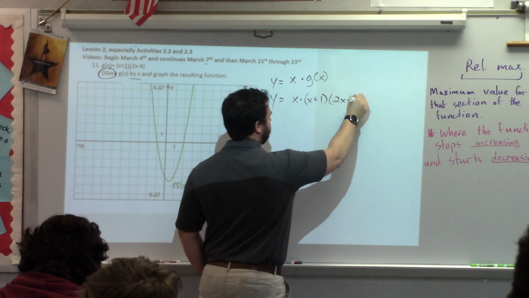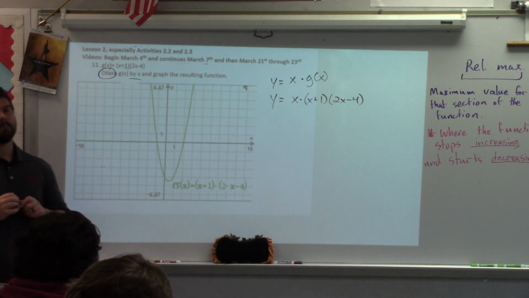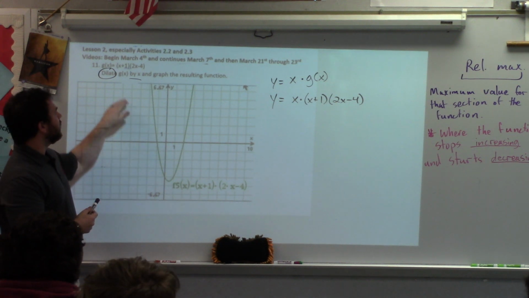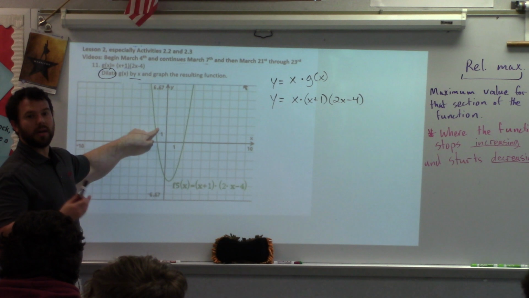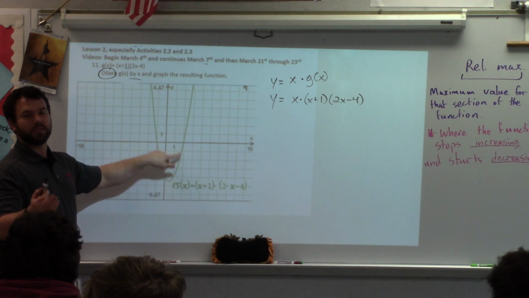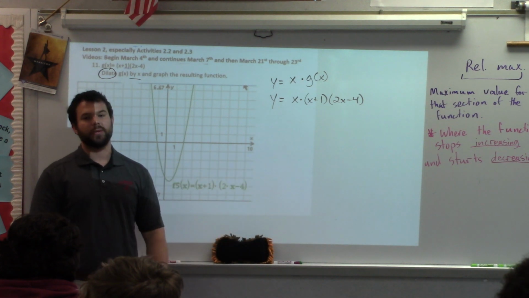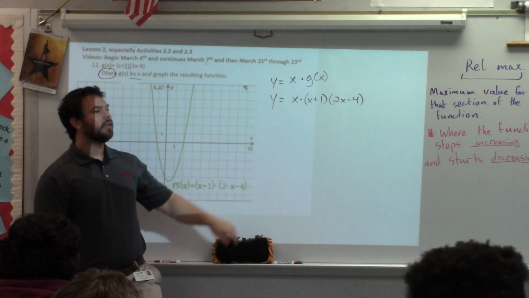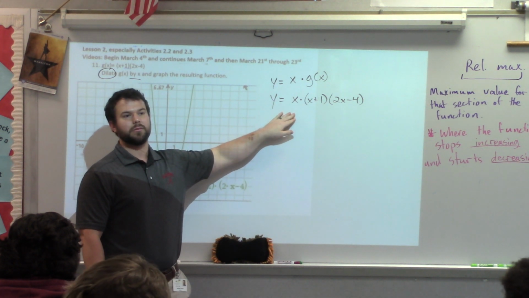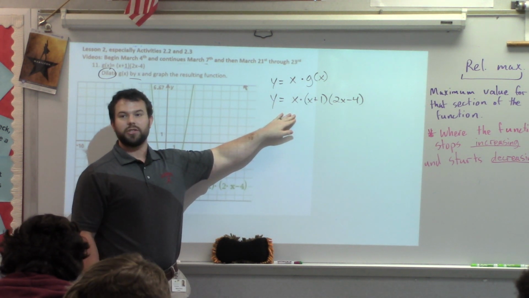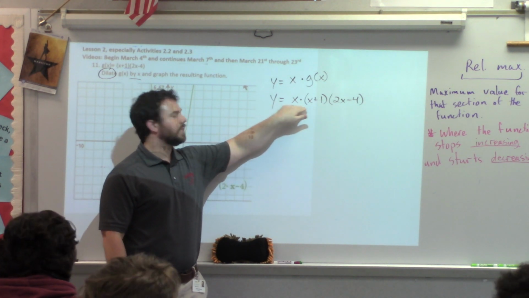There we go. There it is. x times (x plus 1) times (2x minus 4). Notice, originally, g of x was what type of function? Parabola, a quadratic function. The shape is a parabola. We dilated by x, and now what type of function do we have? Cubic. We just went from a quadratic to now a cubic.